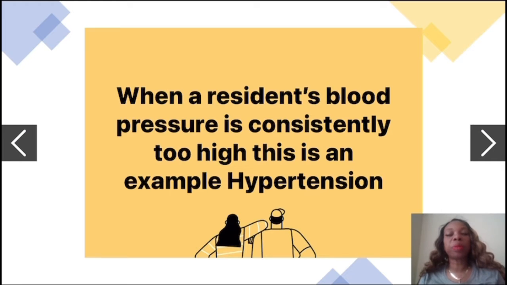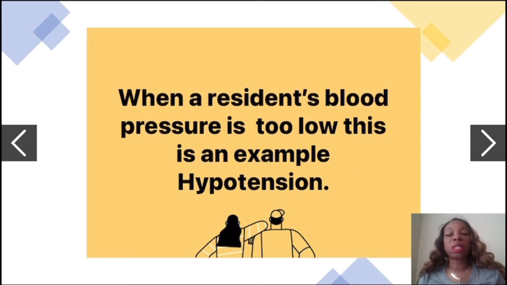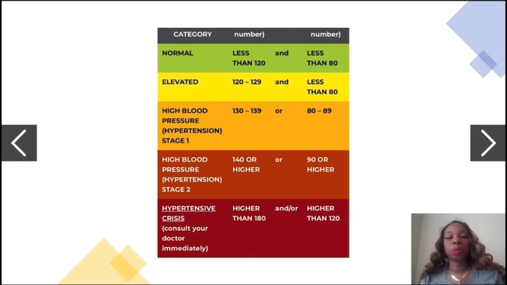When a resident's blood pressure is consistently too high, this is an example of hypertension. When a resident's blood pressure is too low, this is an example of hypotension. On this chart, you see a category of different ranges for blood pressure. And depending on what facility you're working in, the ranges may slightly differ.